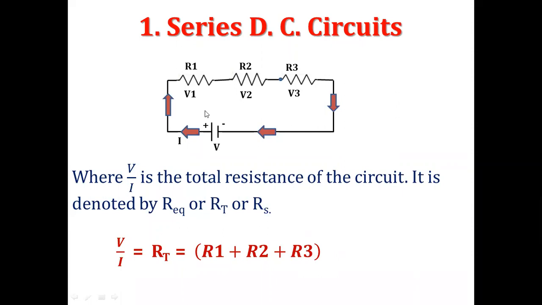So if any series circuit is there, and we have to calculate the current, and these resistances are known, then first we have to calculate total resistance RT. Then the applied voltage is given, so I equal to V by RT. Substitute V by RT. Is it clear?